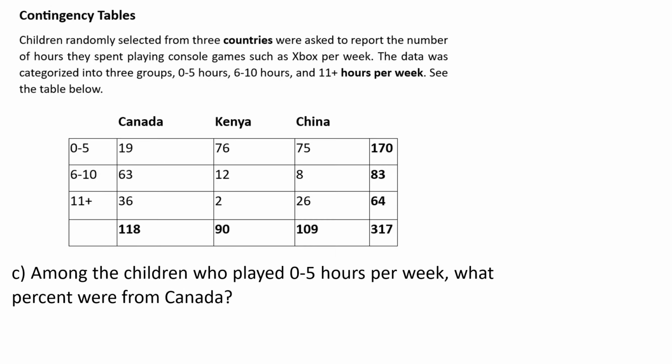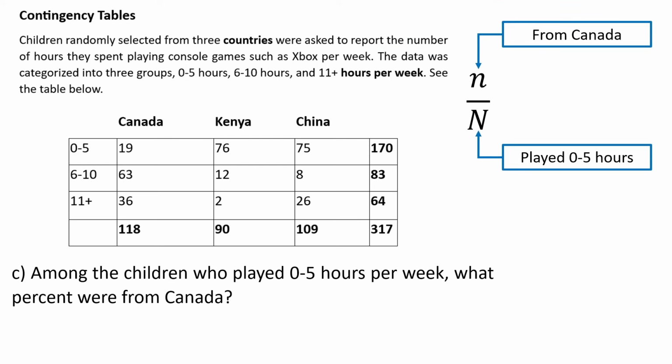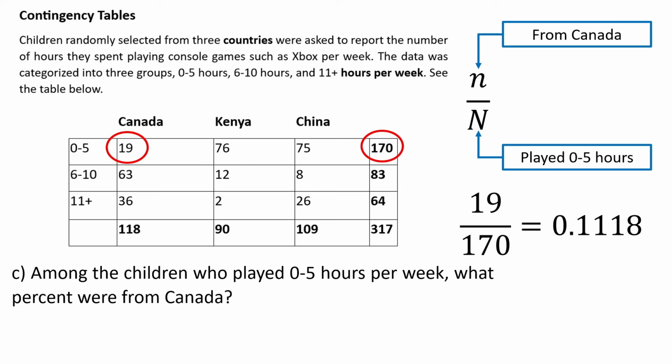And the last one, among children who played 0 to 5 hours per week, what percent were from Canada? And so here the who are the children who played 0 to 5 hours per week. That's 170. And of those, the ones from Canada, 19. And so the ratio is 19 over 170, 0.118.